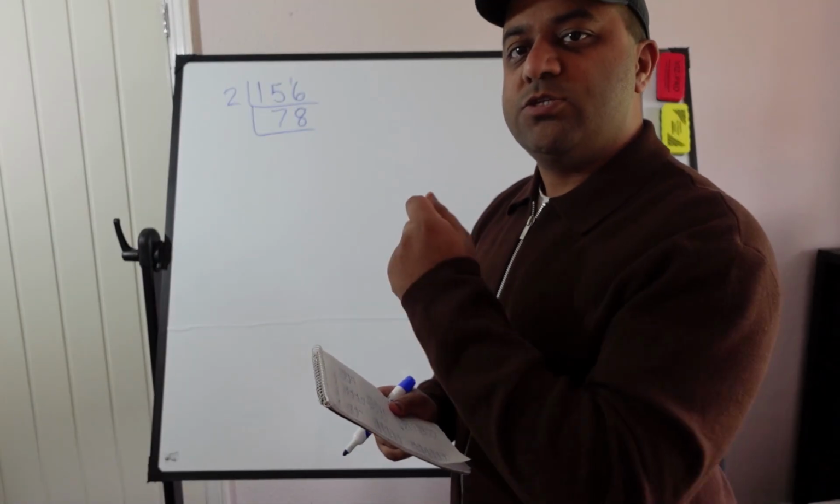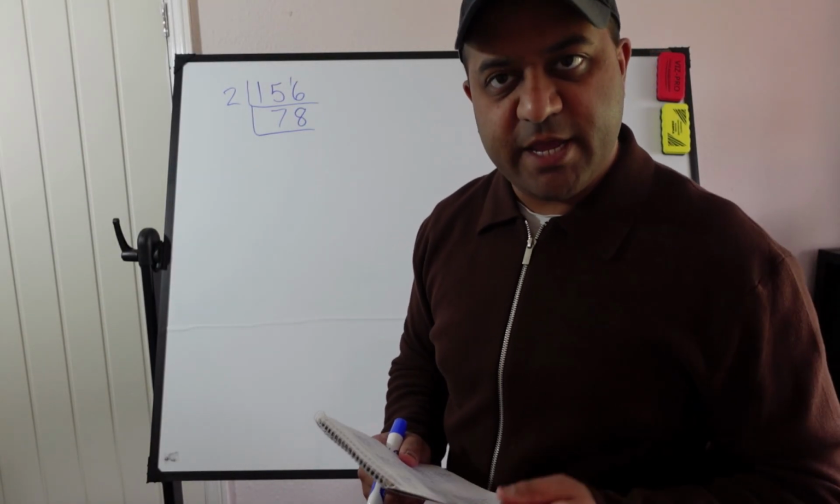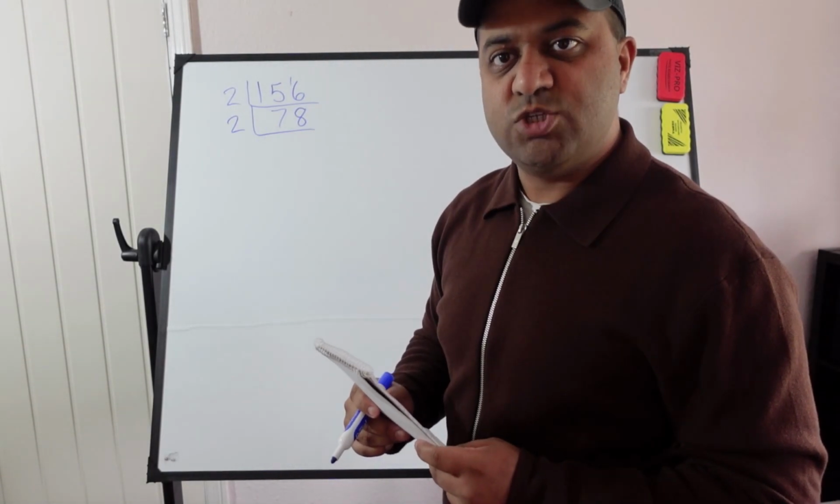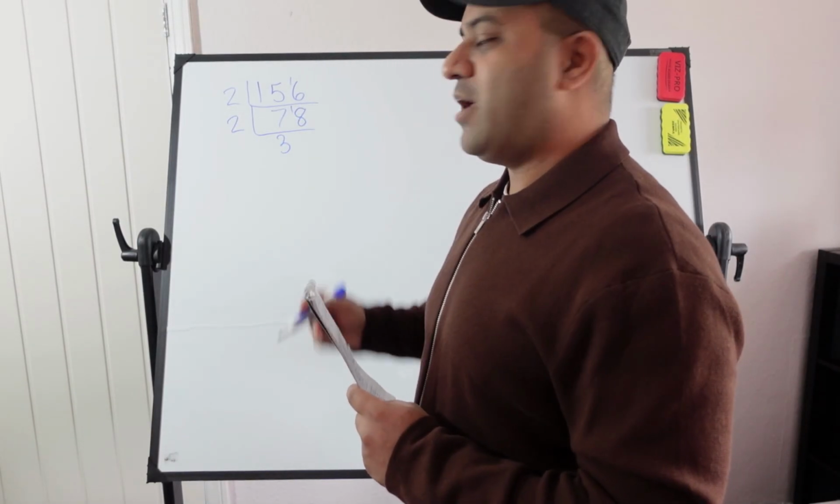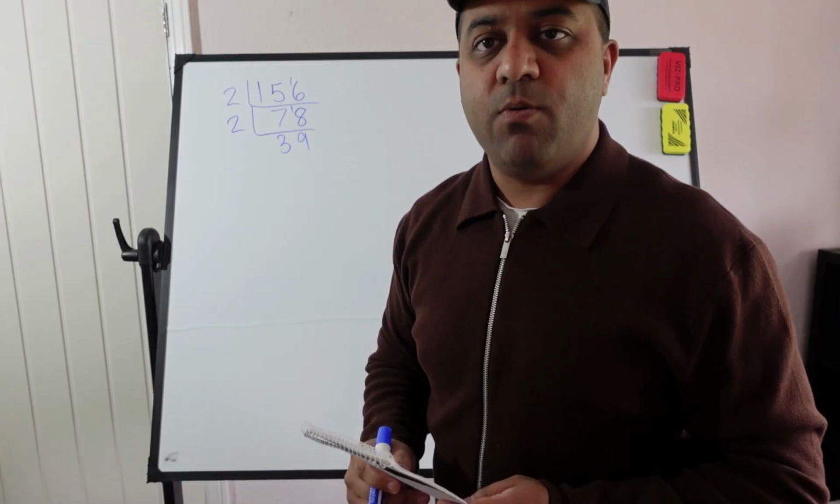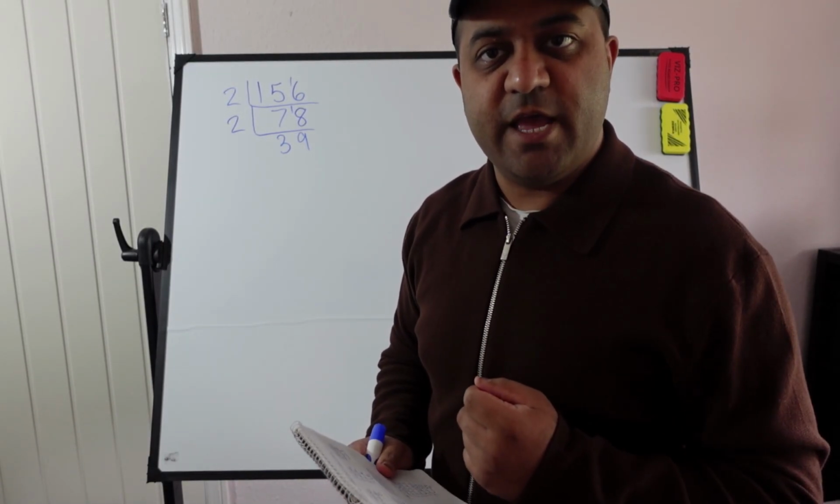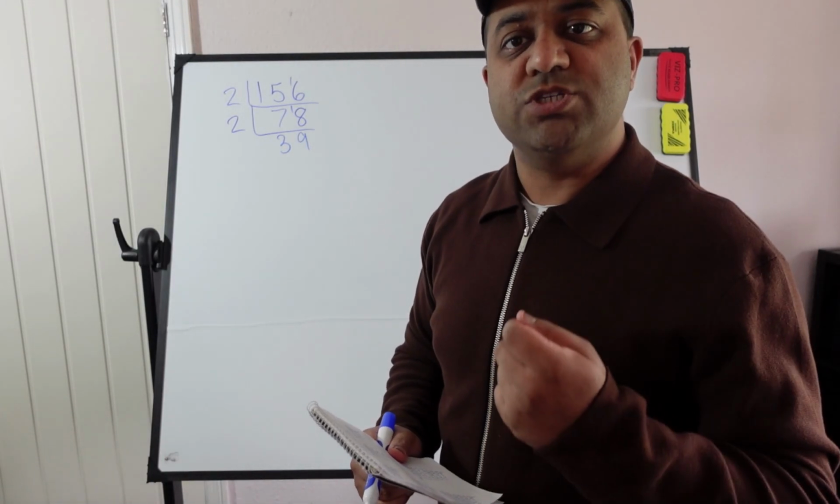So, does the number 2 go into 78? Yes, it does, because it ends with an 8. So, let's do the division. 2 into 7 is 3, remainder 1. And 2 into 18 is 9. Now, does the number 2 go into 39? No, it doesn't, because it ends with a 9. So let's try the next prime number, which is the number 3.